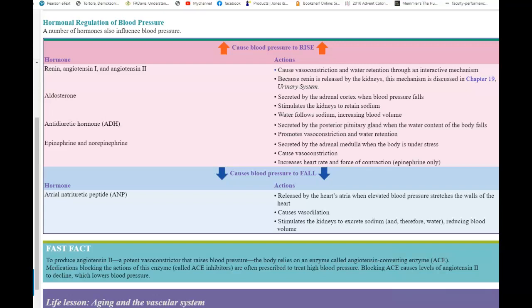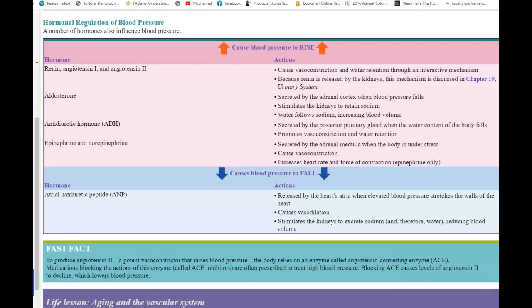Epinephrine and norepinephrine are sympathetic nervous system hormones. When your body is stressed, epinephrine and norepinephrine will cause vasoconstriction, and that will cause an increase in your heart rate because those are sympathetic hormones.